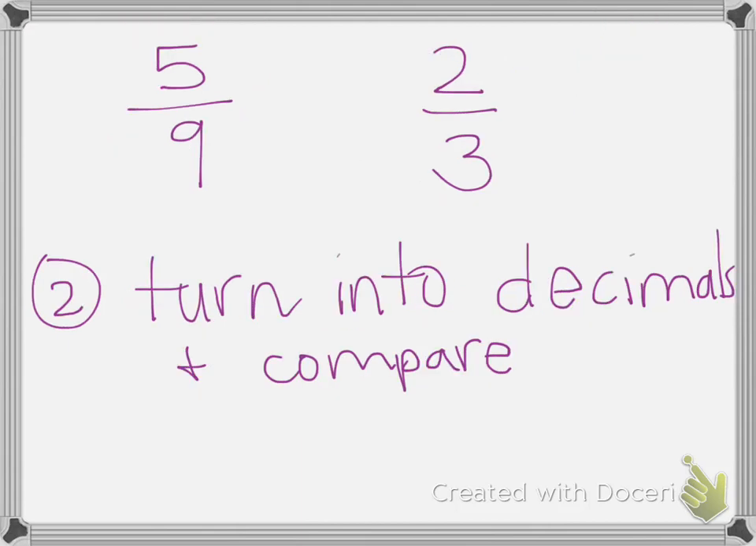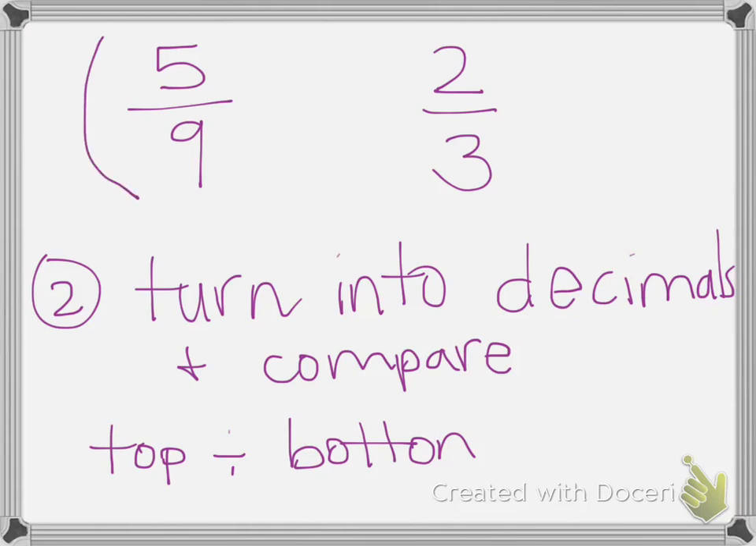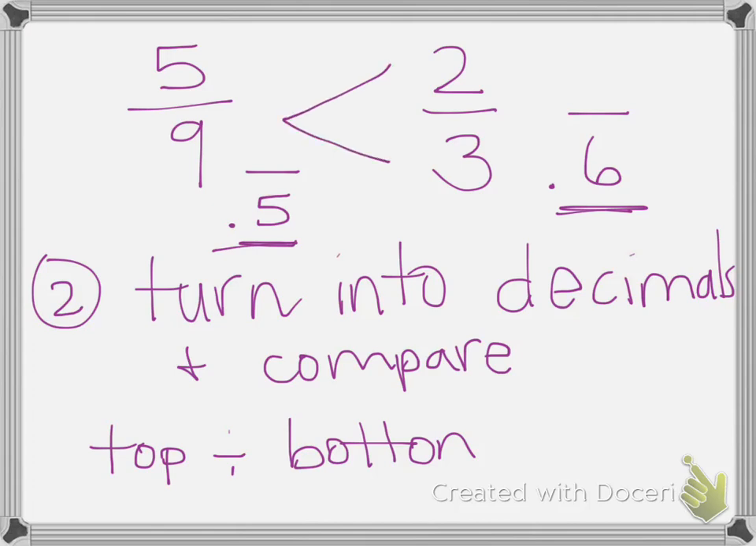A second way to compare fractions is to turn the fractions into decimals and then compare them. And remember, to turn a fraction into a decimal, we just do top divided by the bottom. So you come up here and you want to do 5 divided by 9. And this is where you're going to want to use your calculator. Feel free to pause the video at any time just to do your calculations. 5 divided by 9 equals 0.5 repeating. And then over here we do 2 divided by 3, and that is 0.6 repeating. Well, I know that 0.6 repeating is greater than 0.5 repeating. So again, that fraction is bigger.